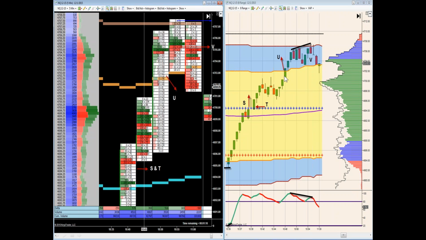So I can take that as a buy right here where I've got it marked U, which is right here above this orangey ribbon here. And I can take that as a buy, expecting, hopefully, to find my way up to the next high value area, which is right up here.